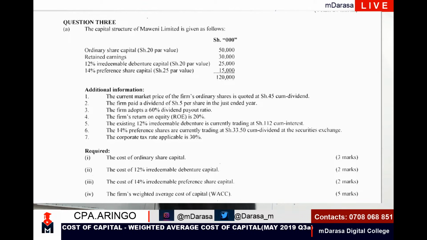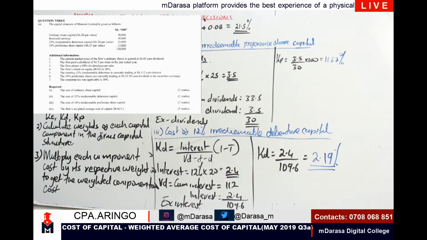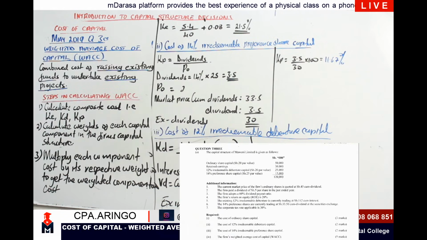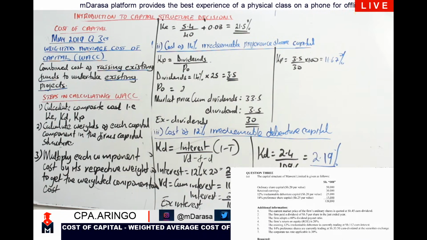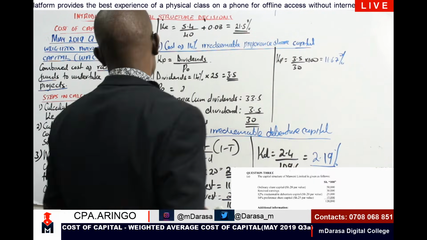So, mentioning that, let us go straight onto the question and see how we will compute our weighted average cost of capital. To do that, I'll want us to mark these three figures of ours.